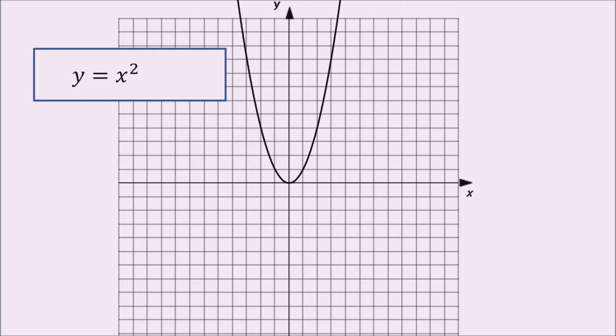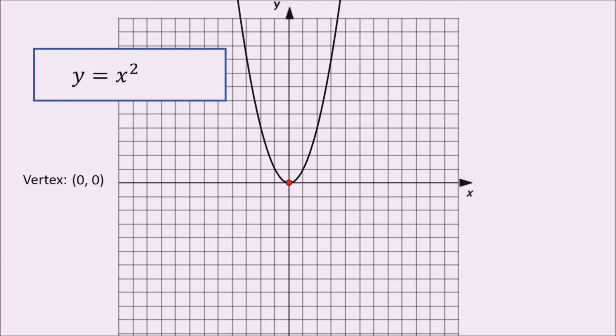Now, for this lesson, we're going to consider things like where is the vertex and what happens if you do some changes to the graph. In this case, the vertex is the bottom of the graph, 0, 0. The vertex of a parabola is its bottommost point or its topmost point if it's upside down.